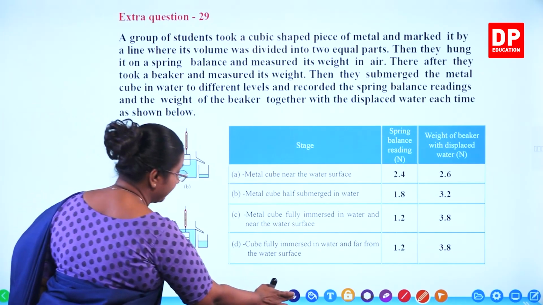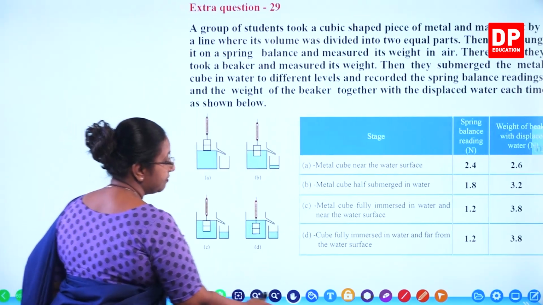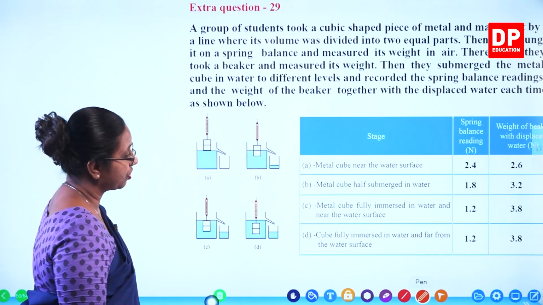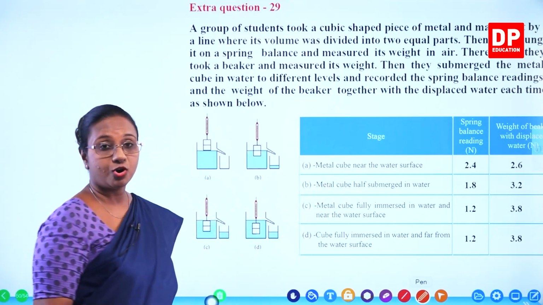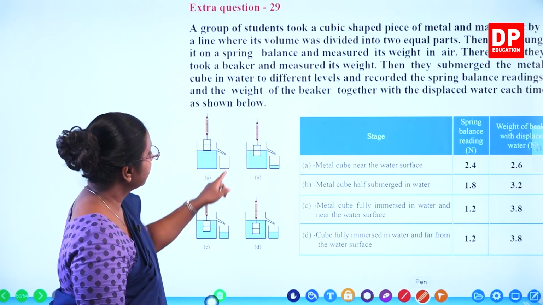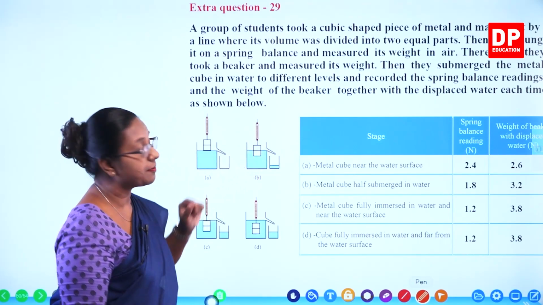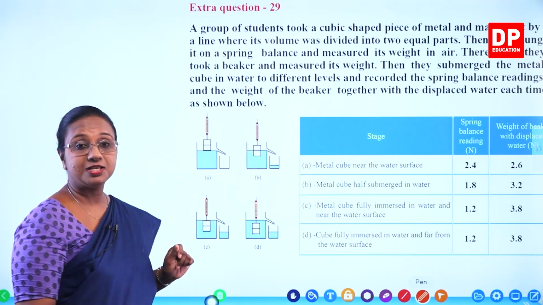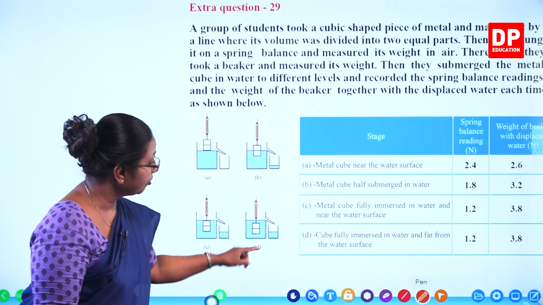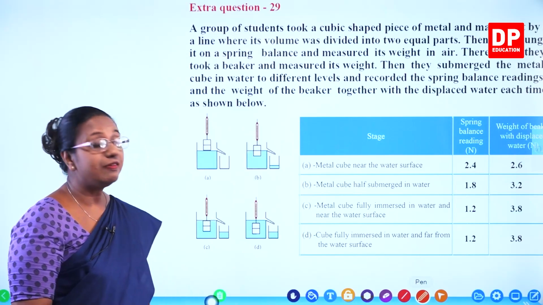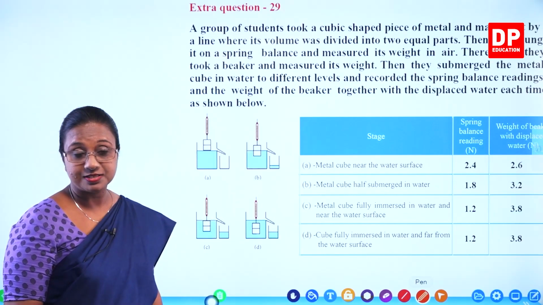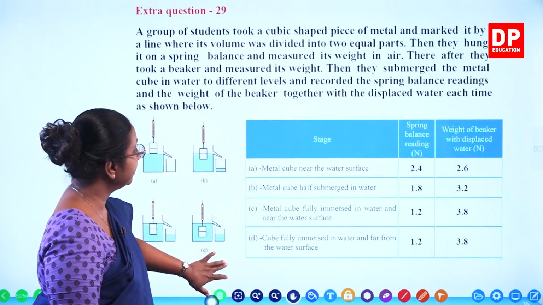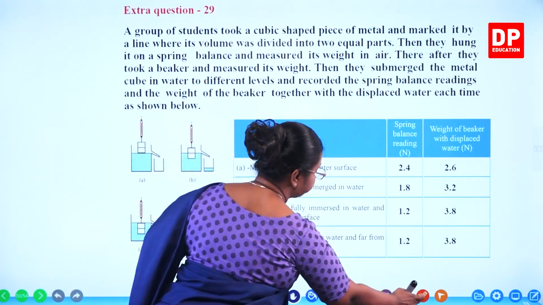So again, you are familiar with this activity, students. We have done this in the lab. Initially just above the surface of water, so the metal cube near the water surface is the first instance. Then the metal cube half submerged in water. Then the metal cube completely submerged in water, and the metal cube fully immersed and away from the water surface. So those are the four instances, and here you are given the readings as well.